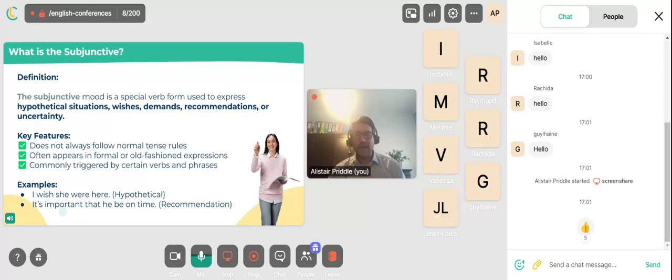I wish she were here. Hypothetical. It is important that he be on time. Recommendation.